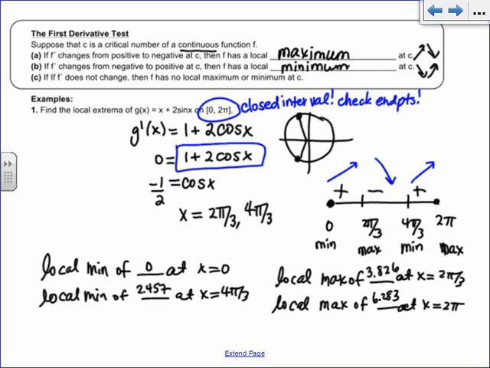All right, so those are my answers. If I asked you the absolute max, what would be the highest point? Yep, so you could say local and absolute here. And if asked for the local or the absolute min, 0. Yeah, so that would be absolute and local.